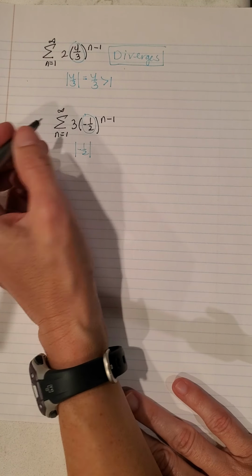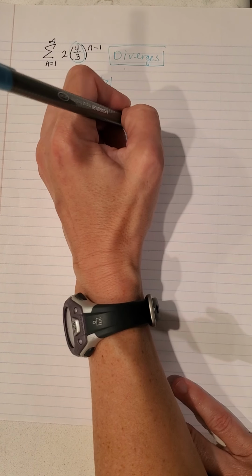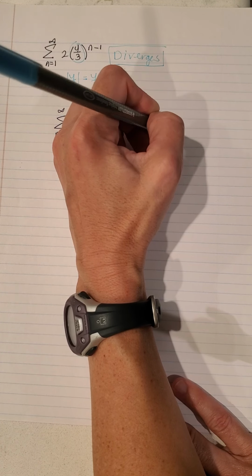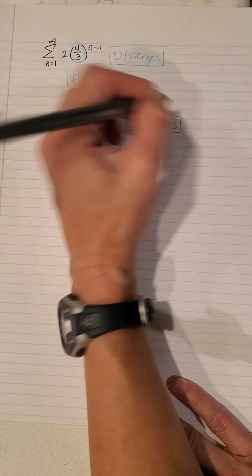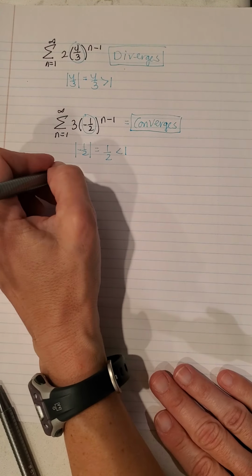The absolute value of negative a half is 1/2, and that is less than 1. So this is convergent. Actually, converges. We don't say it's convergent. And then I can find that sum. I have more space, so I'm going to spread out.